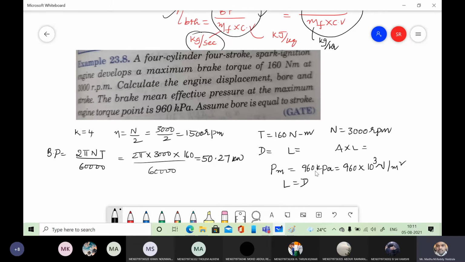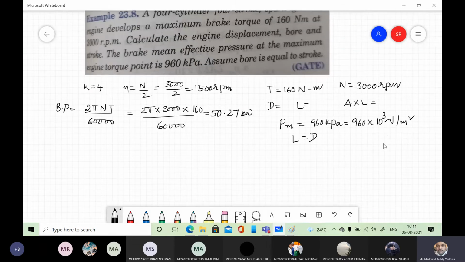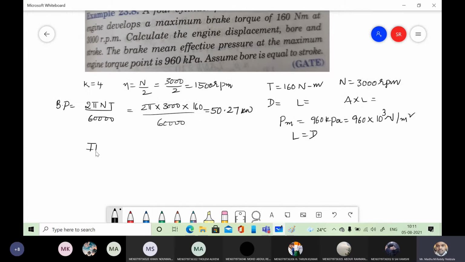I have BP and I have mean effective pressure. So what is the relation between IP and BP? IP is equal to BP plus FP. We don't have any data related to FP, and we are assuming that there are no frictional losses in the engine. Therefore, IP equals BP. The IP formula is PM LAN by 60,000 into K, which is equal to the BP value. I got it as 50.27.